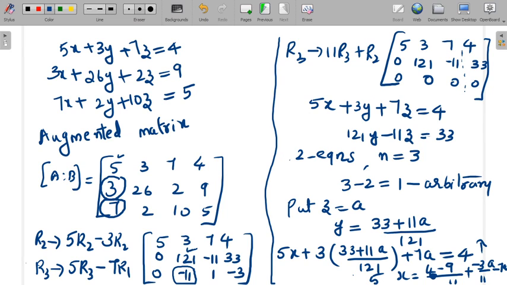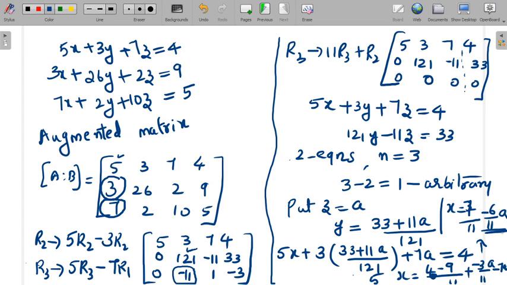So if you simplify this, you can see x is equal to 44 minus 9, that is 35. Okay, 35 by 11. And with this 5, if 5 കൊണ്ട് divide ചെയ്ത് കഴിഞ്ഞാൽ 7 by 11 minus 6 by 11.